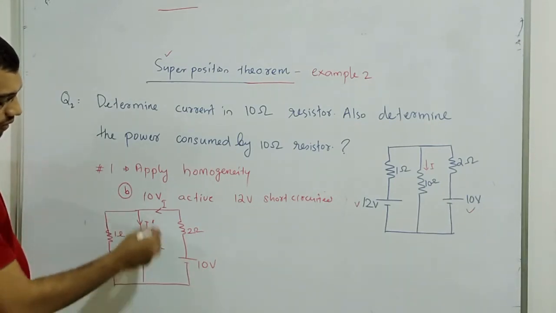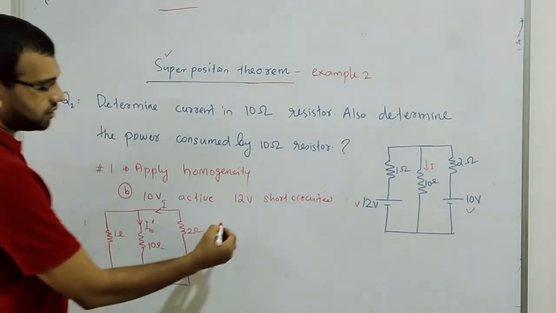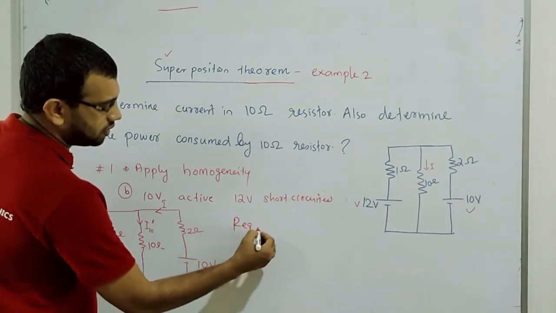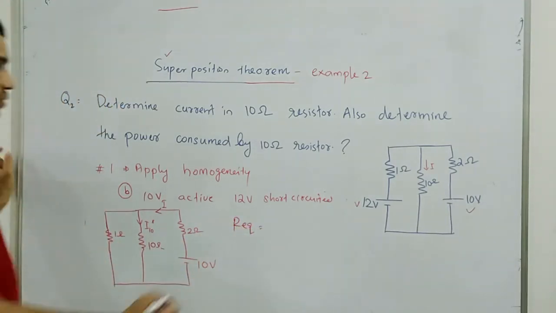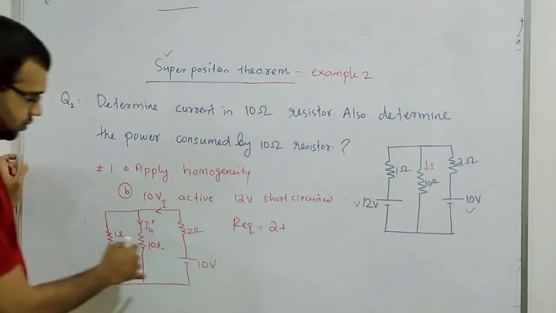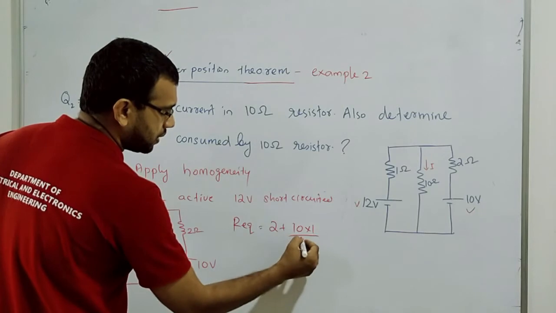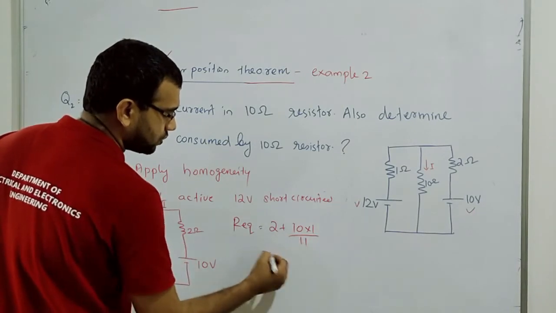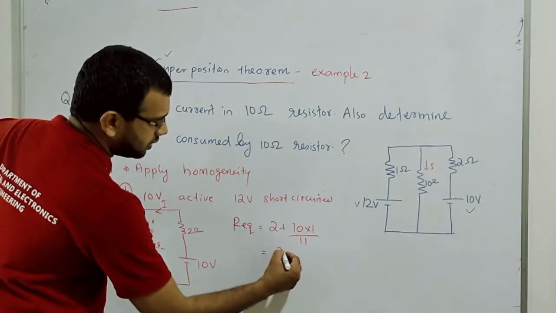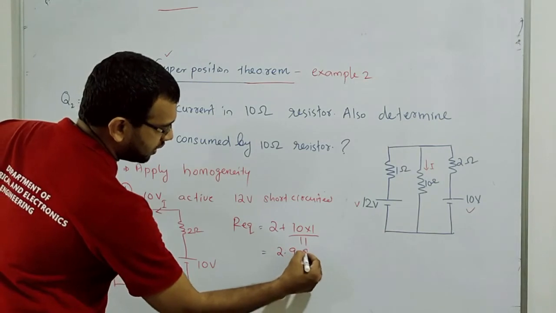So in order to find that, similar to the first case, we need to find R equivalent. In this case, R equivalent is 2 plus, these two are in parallel, so 10 into 1 divided by 11. So what is the value? It is obtained as 2.909 ohm.